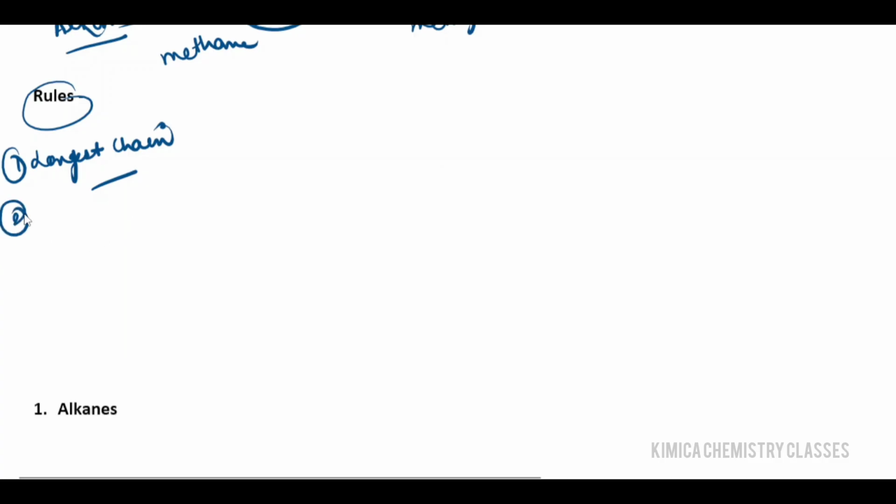The second rule is the lowest number rule. What is the lowest number rule? Numbering of the chain is started from the end where branching gets the lowest number. We have to start the numbering from the end where the branching gets the lowest number.